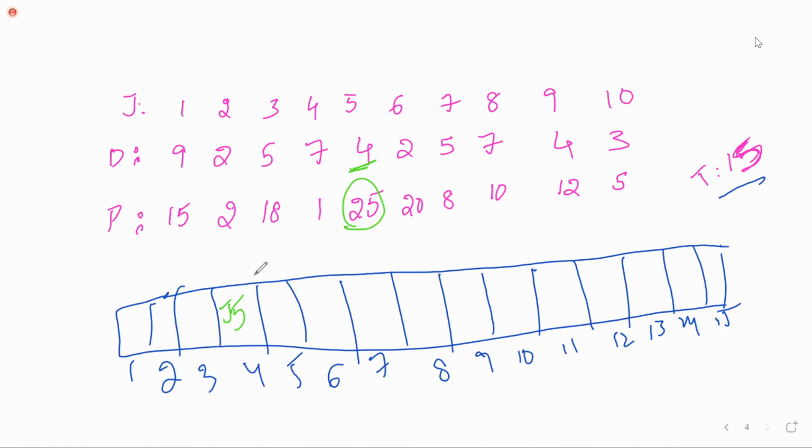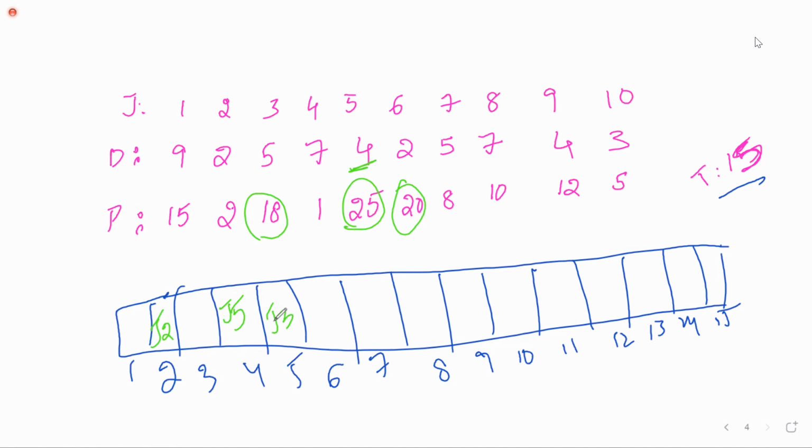What is the deadline of job 6? 2. Check whether the second slot is free or not. Yes, it is free. So it is J2. Next, who is paying you the highest profit? Job 3. What is the deadline of job 3? 5. Check whether the slot is empty or not. Yes, it is empty. So job 3 I'm executing here.